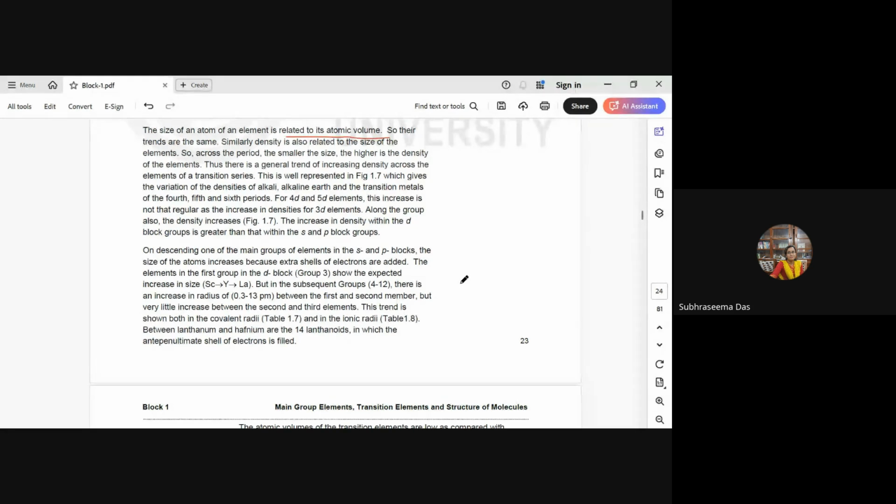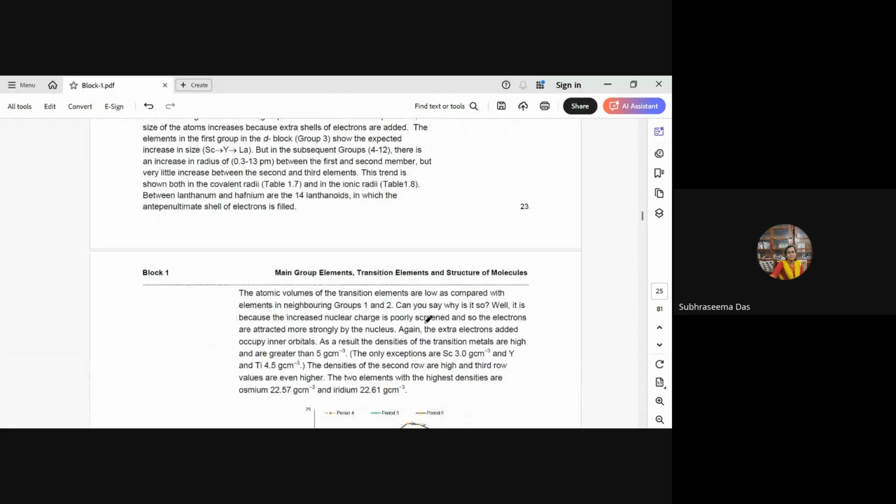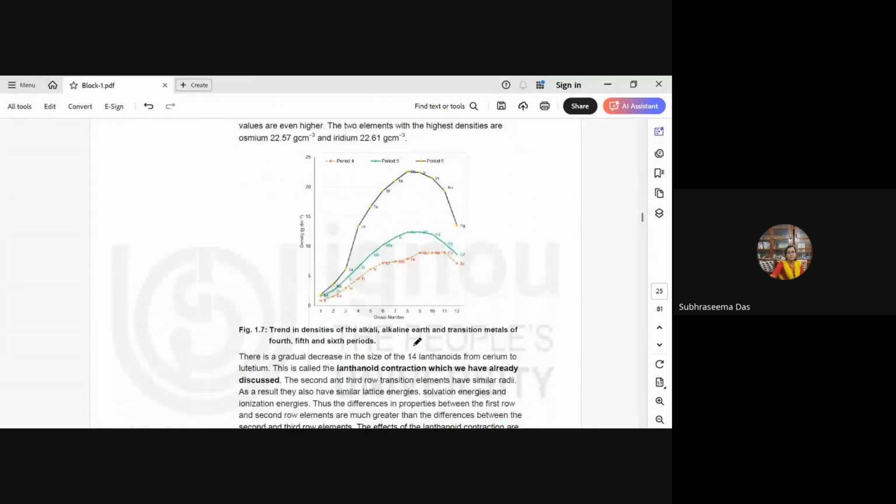But as we go to the subsequent groups, there is an increase in radius between the first and second member, and there is very little increase between the second and third member. This is mostly because of the lanthanide contraction and the lanthanoid series, which we can see in lanthanum and hafnium, so we see such low differences. Here the trend in densities of the alkaline earth metals and transition metals of the fourth, fifth, and sixth periods has been shown. For periods 4 and 5 we can see a gradual change, but for period 6 we can see a large change in atomic densities.